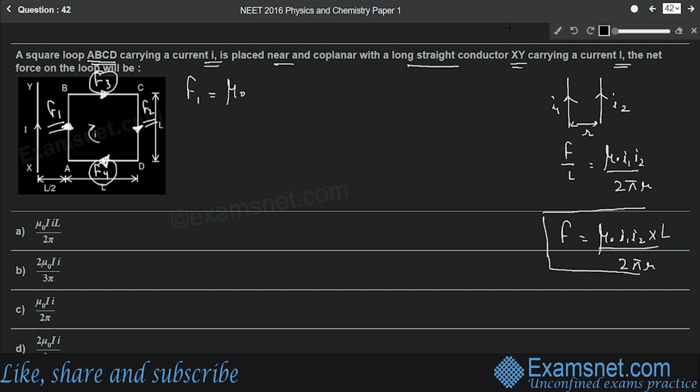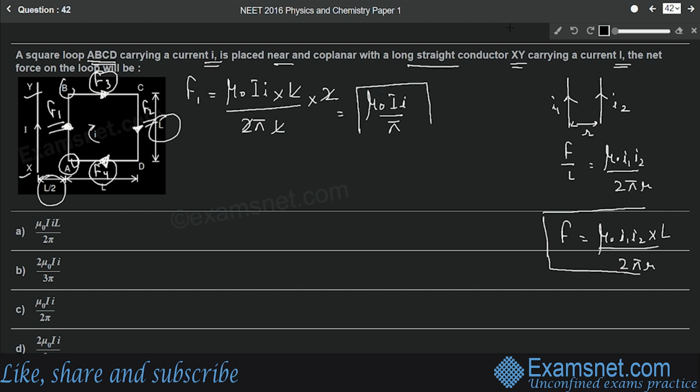F1 will be equal to mu naught, and I1 and I2 are capital I and small i, because the straight wire has the current capital I and the loop has current small i, into L, the length of the loop, upon 2 pi r. r is the distance between these two, so this is L by 2. The distance between XY and the side AB of the loop is L by 2. So 2 will go up here, L cancelled, 2 also cancelled. So what is left? Mu naught capital I small i upon pi. So this is F1.